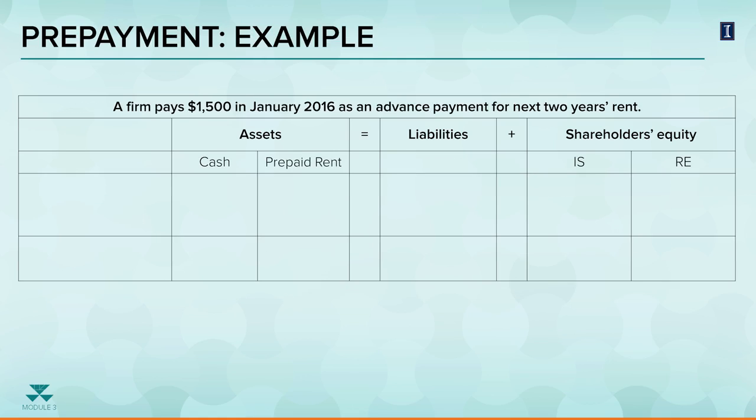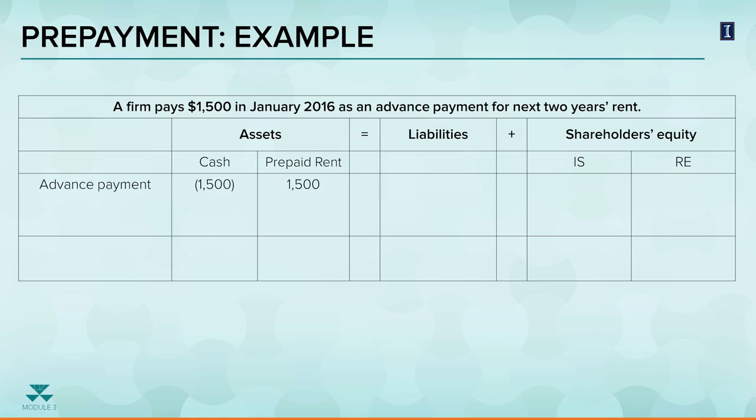Let me show you one last example about deferrals. Here we have a firm. It pays $1,500 in January 2016 as an advance payment for the next 2 years' rent. So basically, for each year, the amount of rent is $750, and the firm pays $1,500 at the beginning of year 1 for the next 2 years' rent. How are we going to book this? Notice again that first we have a cash transaction. Cash is already paid. And then we will need to book some revenues and expenses.